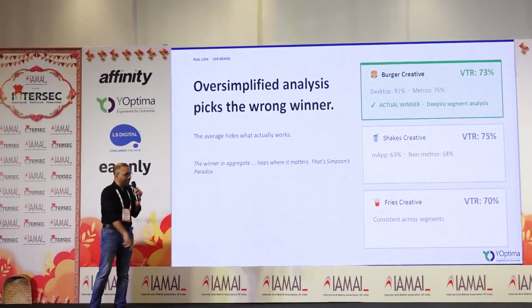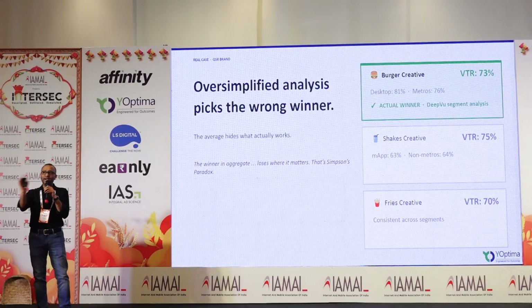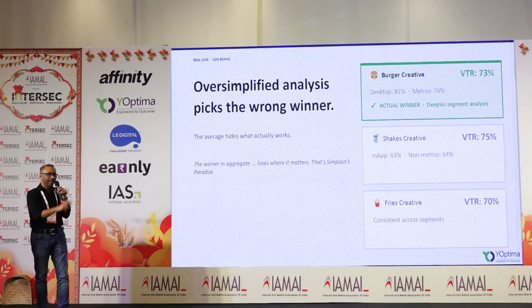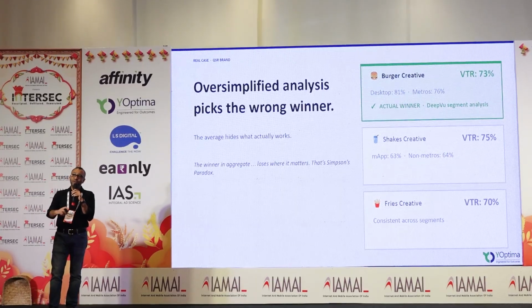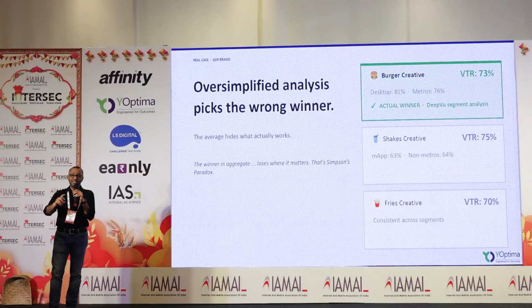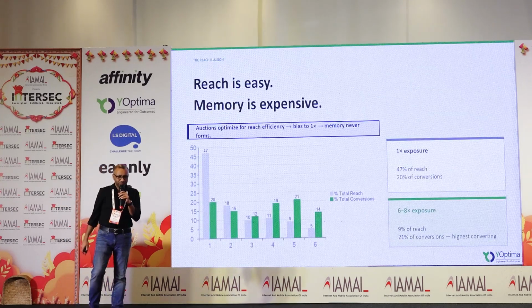This happened with one of our clients, one of the leading QSR brands in the world, where a simplified analysis showed that shakes as a creative would deliver better VTR, although the difference was not too high, but that mattered for the brand. But when you looked deeper, analyzing for Simpson's paradox, it was actually burgers that were consistently outperforming shakes on VTR across all granular dimensions. And this is just a statistical problem, Simpson's paradox, which needs to be addressed.